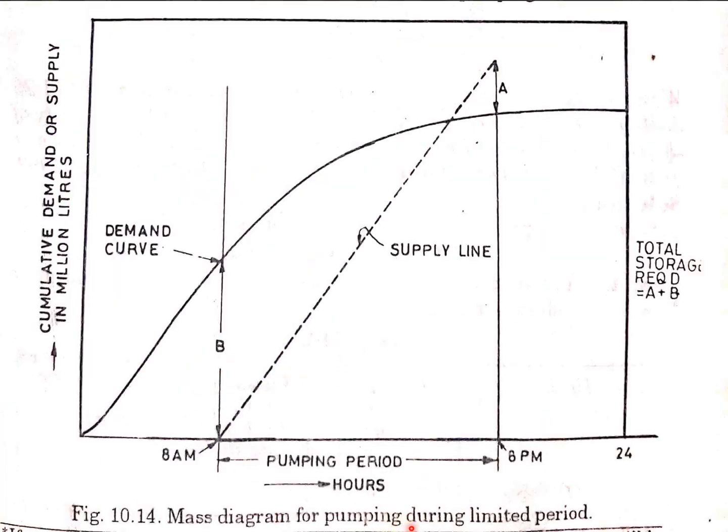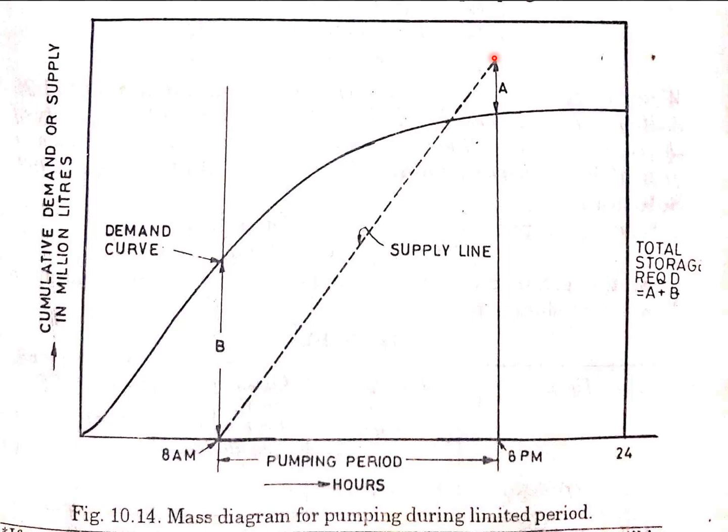So for pumping during a limited period, this is the demand line. Okay, this is a demand line and this is the supply line. The supply line is a constant one from 8 AM to 6 PM pumping period. During this period the supply line is constant. So this is B and this is A.